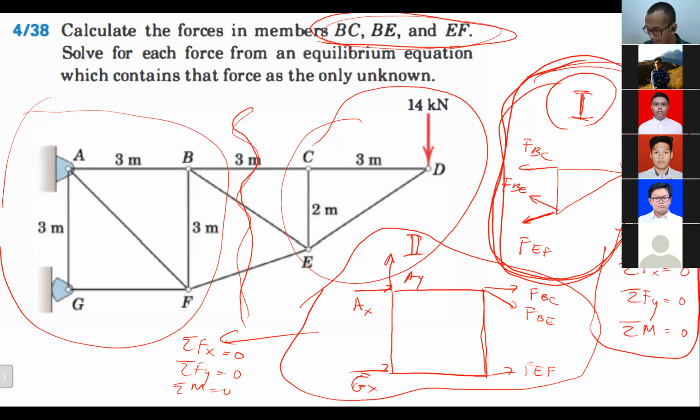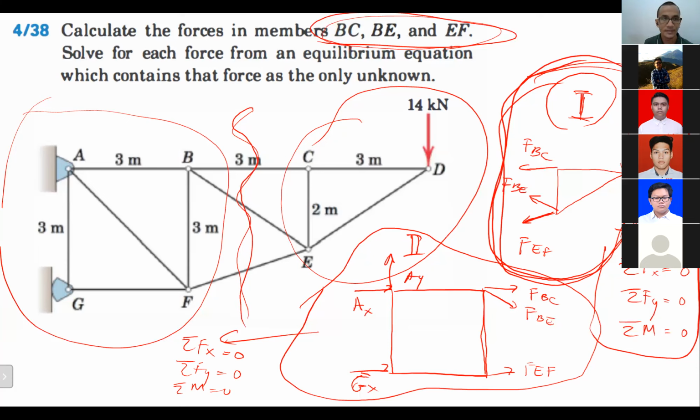Actually, there are several other external forces that we have here, AY, AX, and GX, right? But we don't have to find those. Those are not part of the external forces that we need to find. That's why save your energy and solve the things that you need to solve. You get it, Hasan? I get it, sir. Thank you.